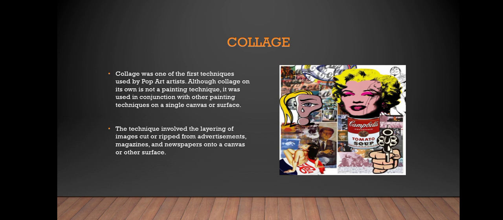The technique involved the layering of images cut or ripped from advertisements and magazines and newspapers onto a canvas or other surface. So as you can see in this example at the right side, every piece of image that is being ripped is put together like a puzzle. So that is an example of collage.